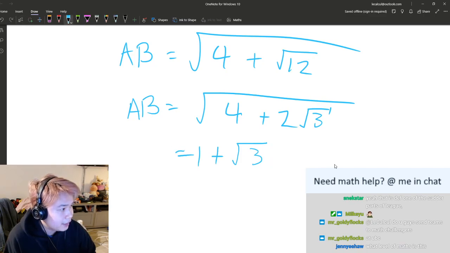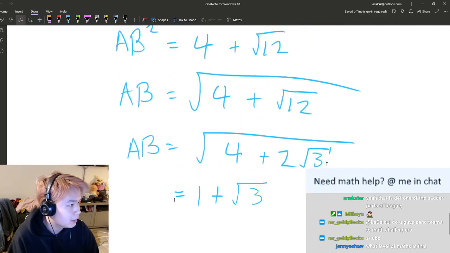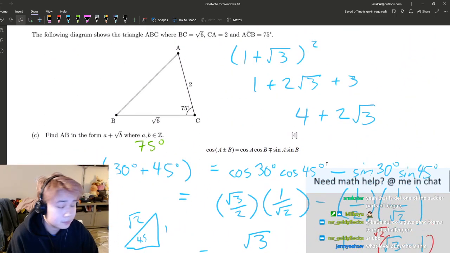What level of maths is this? This is IB, higher level. So, quite difficult, I would say.